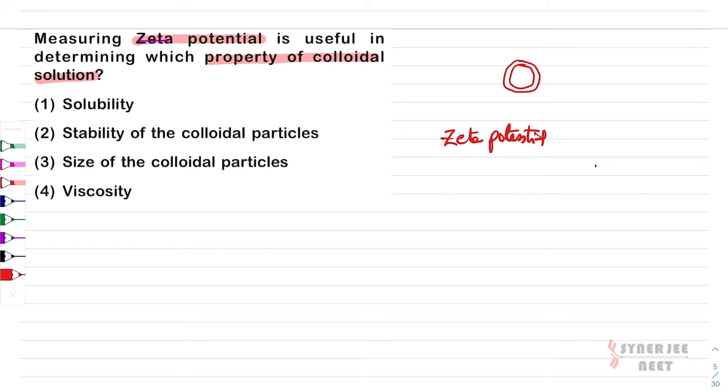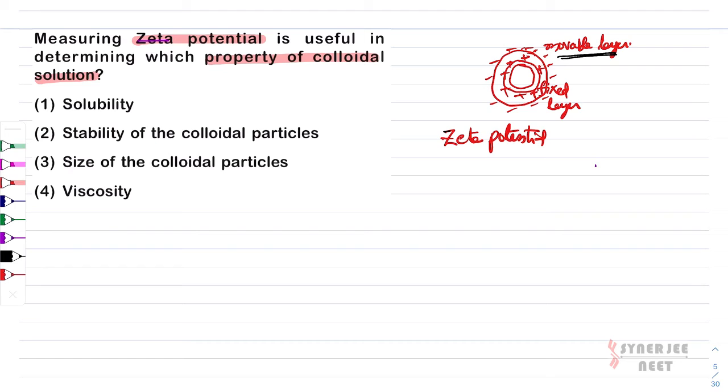It is called the fixed layer. Suppose it is a positive layer, then one more layer comes and attaches surrounding this one, of opposite charge species in the solution, which will come and adsorb on this. This is called the movable layer or diffuse layer. Now this is not a very fixed layer, this is movable, the other one is the fixed layer.